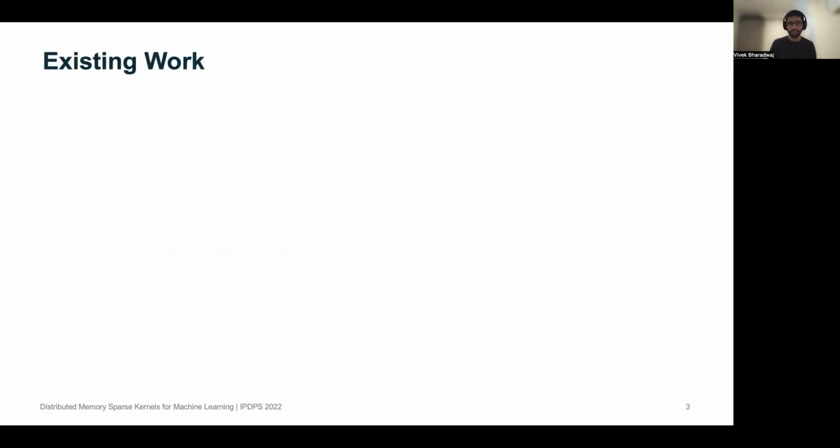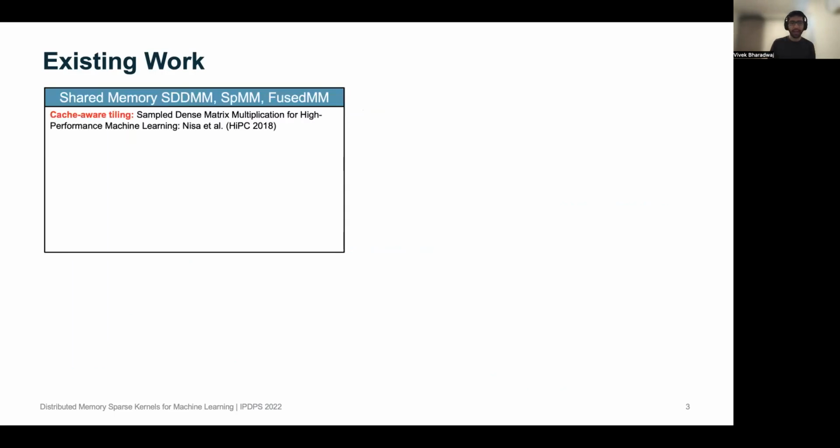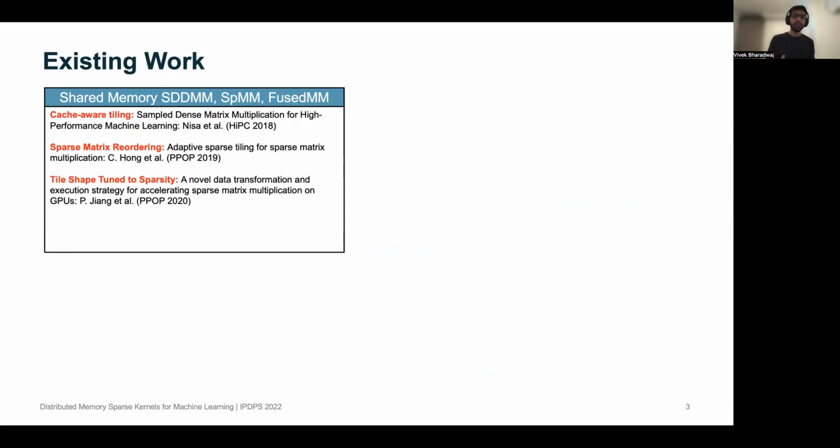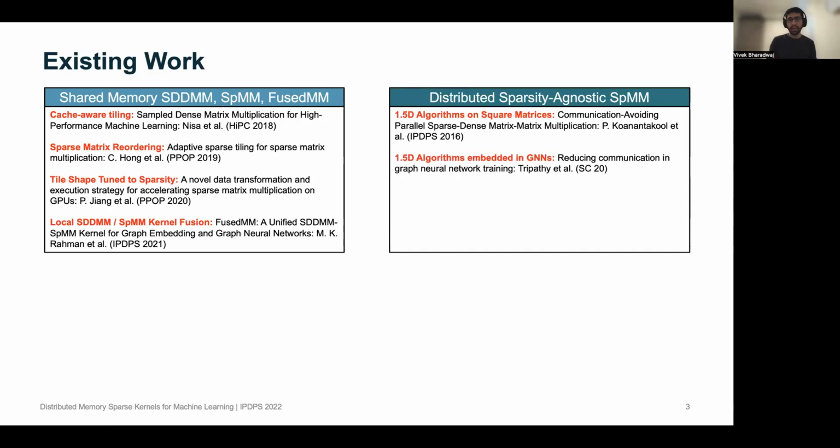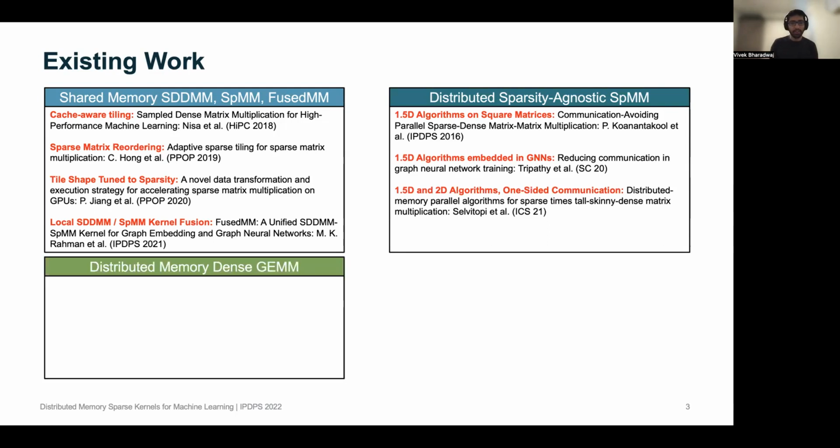There's been lots of existing work on these two kernels. So in the shared memory space, we have a bunch of works that perform blocking to improve cache efficiency, sparsity-aware reordering of the sparse matrix, tuning the tile shapes that you use for cache blocking, and even fusing the SDDMM and SpMM functions. Now, in the distributed memory space, we have lots of distributed memory algorithms, 1.5D algorithms, so-called 2.5D algorithms for sparse times dense matrix multiplication. We have some applications for these, such as large distributed graph neural networks. And in addition, we have some works that treat these kernels using one-sided communication.